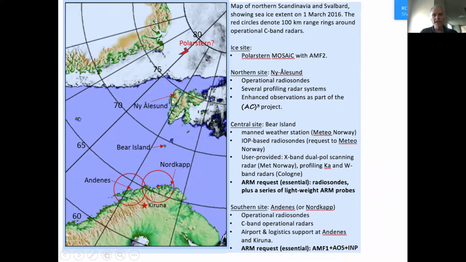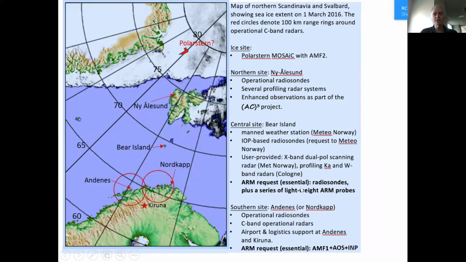There will be a northern site of Ny-Ålesund here, which will have operational radiosondes, several profiling radar systems, and enhanced observations as part of the AC3E project. We'll have a central site here of Bear Island. This is not an easily accessible site, so you can't get large sea containers on there, but we are going to request, we requested some observations there.